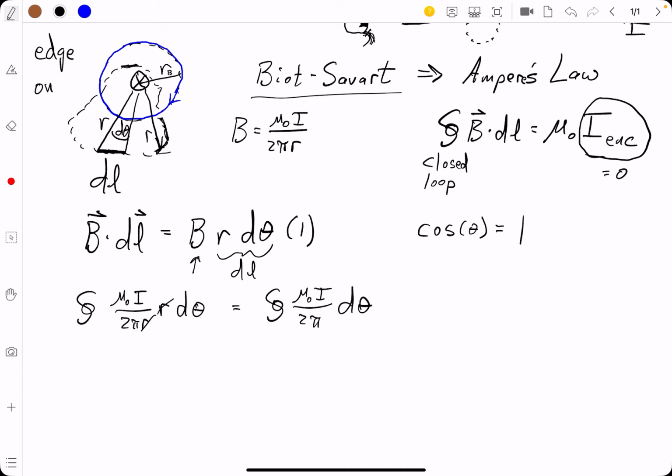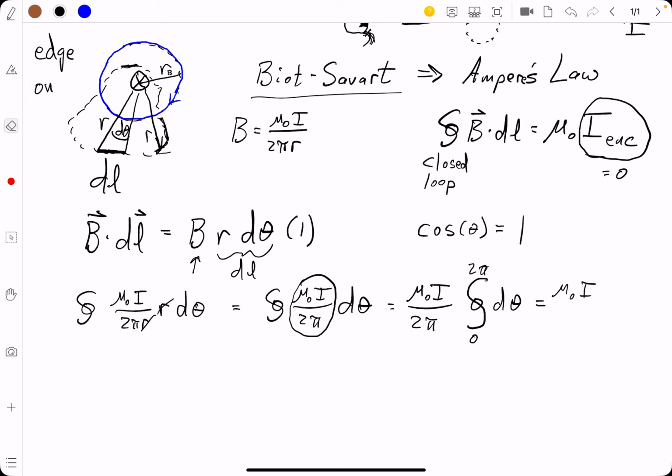Is there any thetas in here? We don't have any thetas in this bit right here. There's nothing. It's all constant. So we can factor that out. And we're going to end up going in a circle with d theta. Well, what's our circle? It's 0 to 2 pi. So we're going to go 0 to 2 pi. Well, the 0 is going to kick back a nothing, and the 2 pi is going to kick back a 2 pi. So we'll have mu naught I.